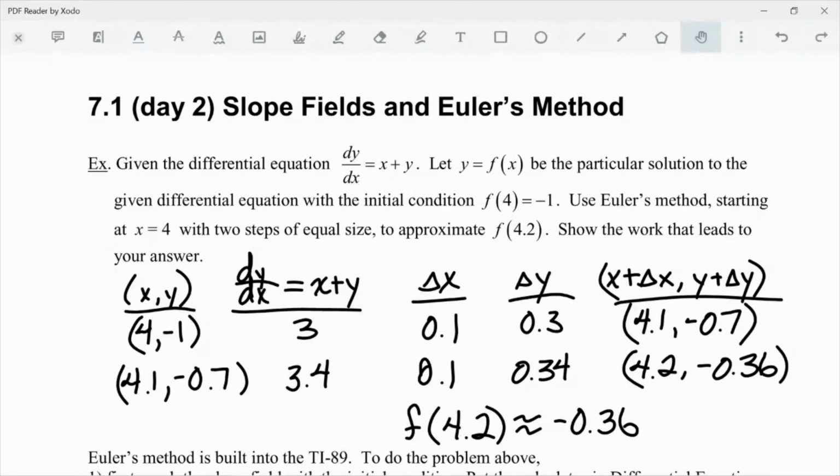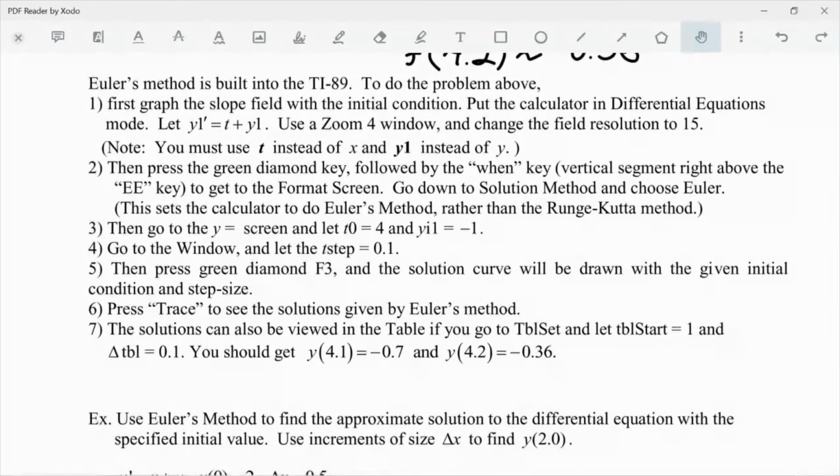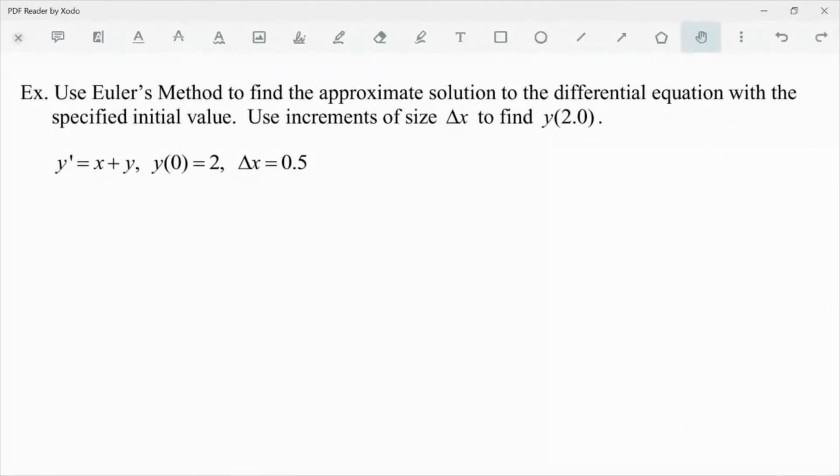Okay, so I've got another example here. This stuff in the middle is just how to do this on the TI-89. Again, you don't have to know how to do that. I'm going to show you this in class, but it's not something you have to know how to do. So what I want you to do down here is another example similar to the first one, but I'm going to have you try it this time.